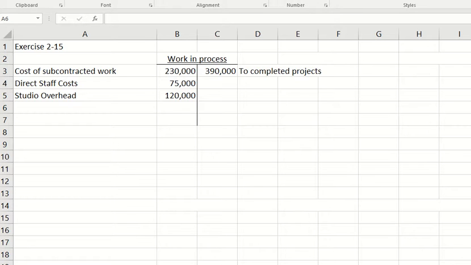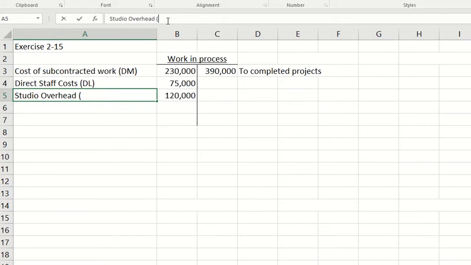Leeds Architectural Consultants is a service firm, so the names of the accounts it uses are different from names used in manufacturing companies. Cost of subcontracted work is comparable to direct materials. Direct staff cost is the same as direct labor. Studio overhead is the same as manufacturing overhead. So they gave us some insight on what these actually are.